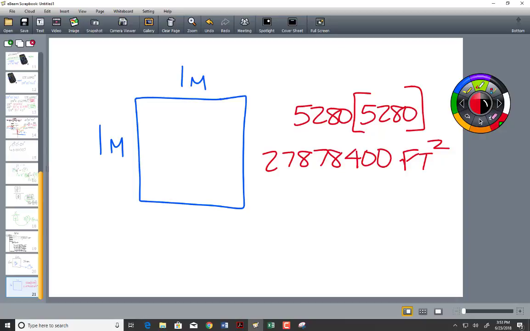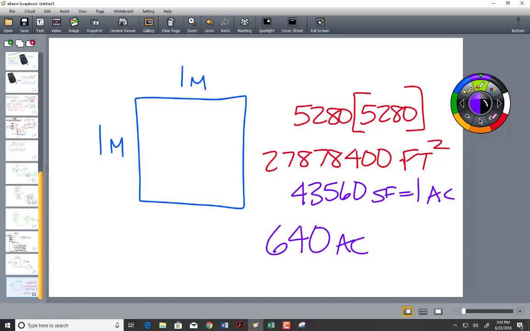How many square feet are there in an acre? There's 43,560 square feet equals 1 acre. So if I divide by 43,560, I end up with 640 acres in a section. So there's 640 acres in a section.